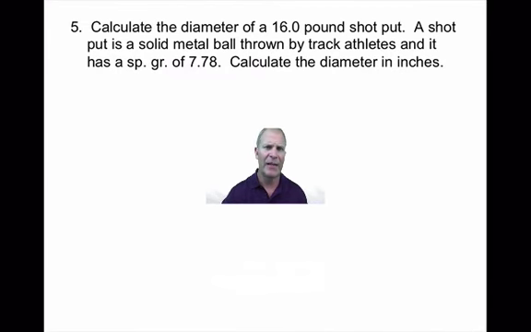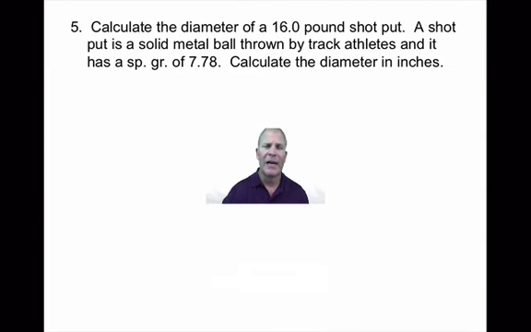The next one says calculate the diameter of a 16-pound shot put. A shot put, again, is a solid metal ball thrown by track athletes, and it has a specific gravity of 7.78. Calculate the diameter in inches. So I want to know the diameter. What you realize here is you have mass and you have density. With mass and density, I can solve for volume. Then I'm working with a sphere, so I know volume equals 4/3 pi r cubed. That allows me to isolate my r. Once I have my r isolated, just multiply by 2, and that's my diameter.